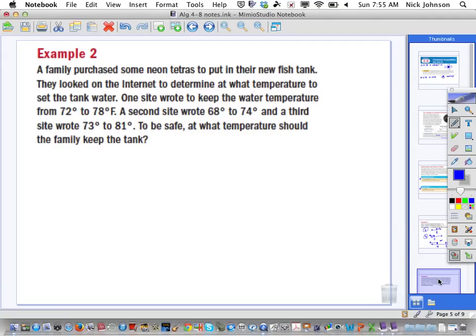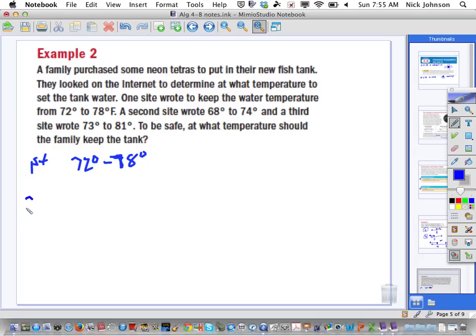Example 2 says, a family purchased some neon tetras to put in their new fish tank. They looked on the internet to determine at what temperature to set the tank water. One site wrote to keep the water temperature from 72 to 78. So first site, 72 degrees to 78 degrees.